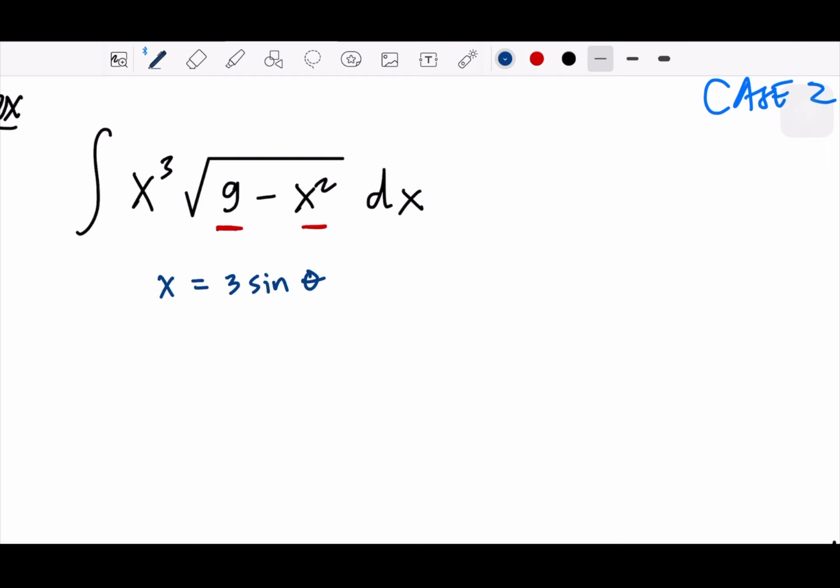Now remember, when we are doing this trigonometric substitution, we are going to make a new variable, so don't forget to change this dx. Sometimes you substitute and then you still write dx because you get used to it, and you forget to change it to d theta. So remember to change the variable as well. So we take the derivative of x to get dx.